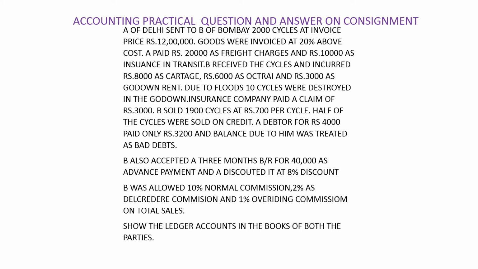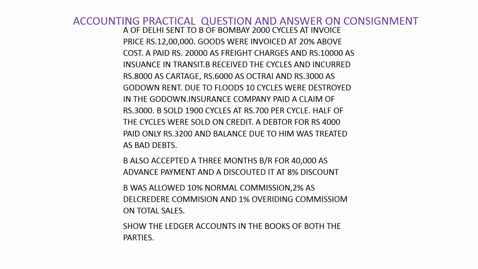Practical question on consignment. A of Delhi sent to B of Bombay 2000 cycles at an invoice price of rupees 12,000. Goods were invoiced at 20% above cost. A paid rupees 20,000 as freight charges and rupees 10,000 as insurance in transit.